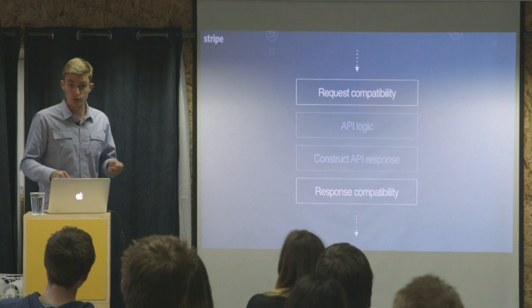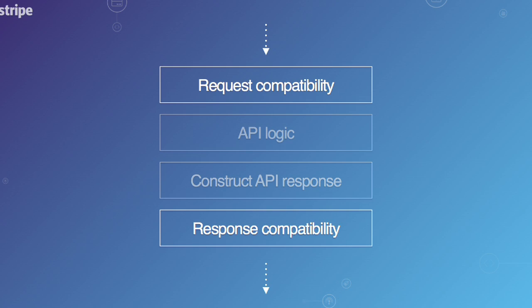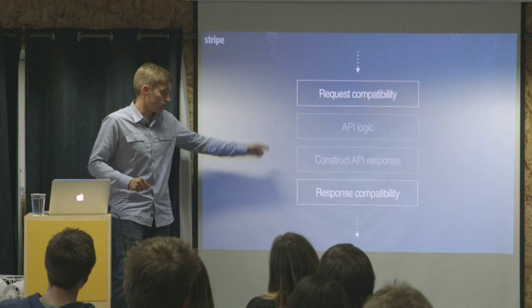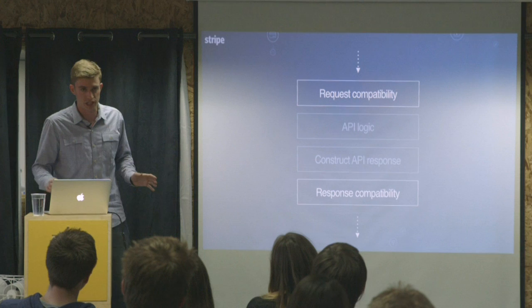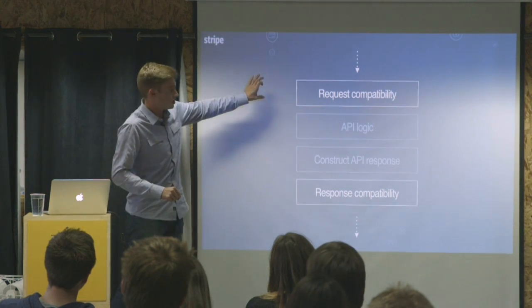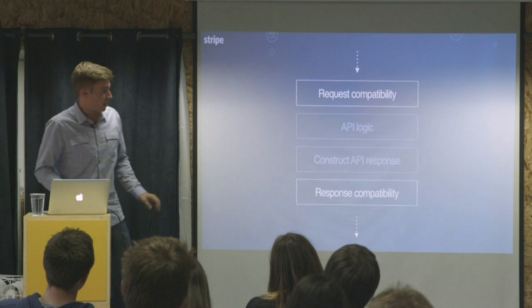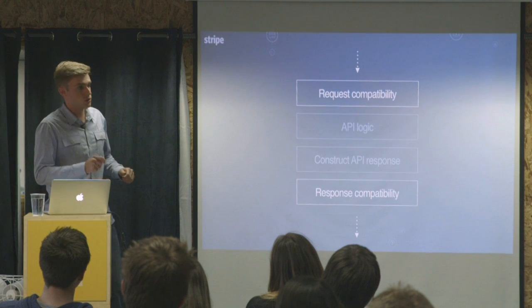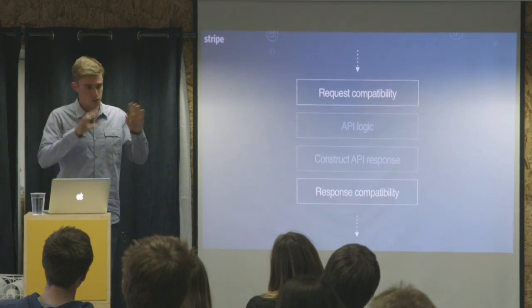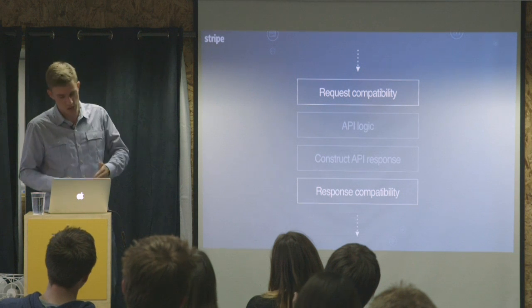Say, for example, we renamed a parameter. Well, in the request compatibility layer, we'll take that parameter with the old name and move it to the new name, so that the code inside, the API logic and the actual code here, doesn't have to know about the old name. The only old name knowledge is up here in the beginning. And then at the end, in the response compatibility layer, that's where we take the new name that you don't know about and rewrite it to the old name.